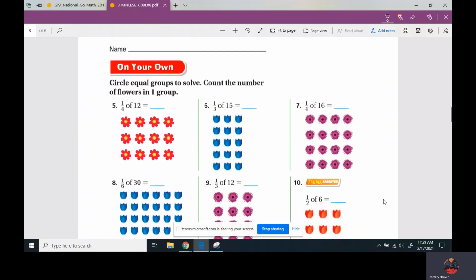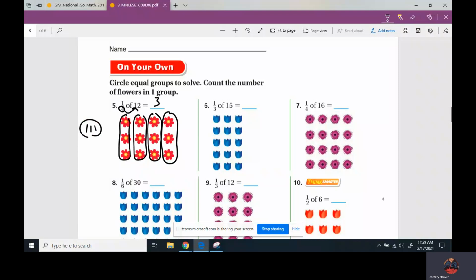The next one is 1/4 of 12. Ask yourself, how many times can 4 go into 12? That's going to give us the number in each group. We skip count 4 to 12. 4, 8, 12. 3 in each group. I'm going to circle my groups. So 1/4 of 12 is going to be 3 because there's 3 in each group.